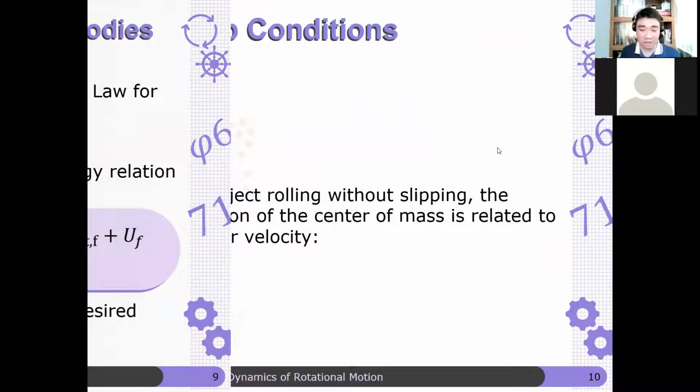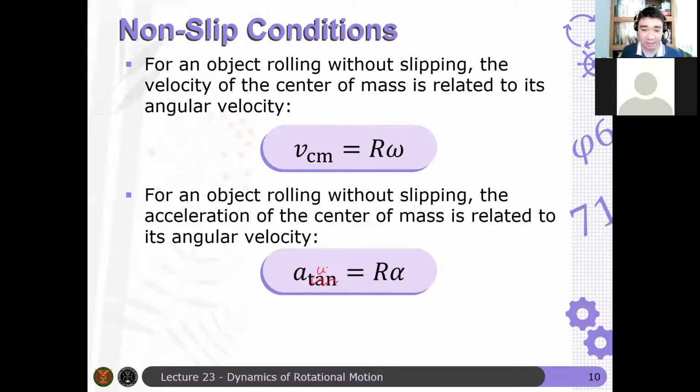And then after that, for an object, this shouldn't be tangential. This should be center of mass. Sorry for that. For an object rolling without slipping, the velocity of the center of mass is related to the angular velocity. Again, we are assuming a non-slip condition, a relatively special non-slip condition, which involves the velocity of the center of mass, not the tangential velocity. Of course, equal naman sila, pero at different points, nag-iiba-iba yung tangential velocity.